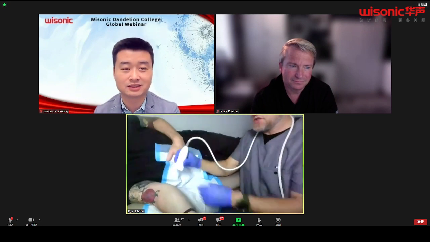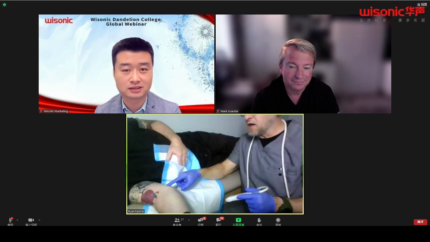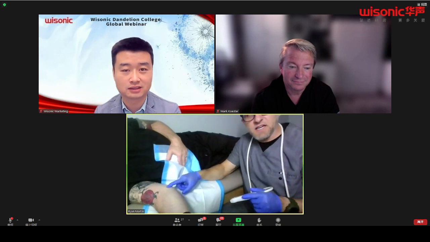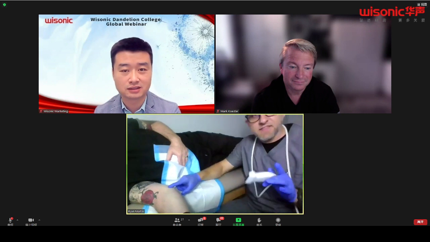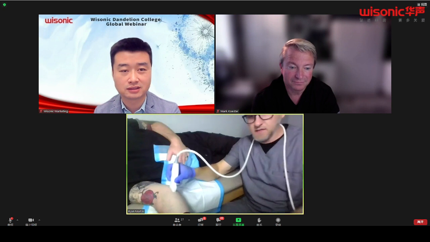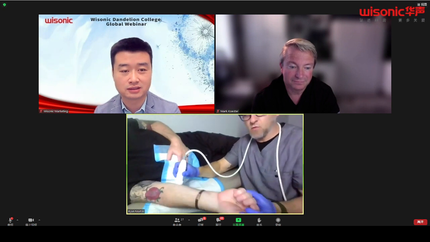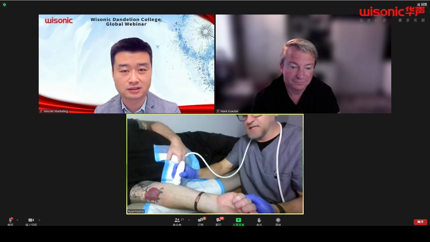Perfect. And what you can see here is now I'm going to be looking at the elbow for the medial side and the medial structures. Now, what I like to do is I'm going to be looking at the UCL. I like to keep my probe in line with the ulna. Okay, as I said before in the lecture, I want it in line with the ulna.